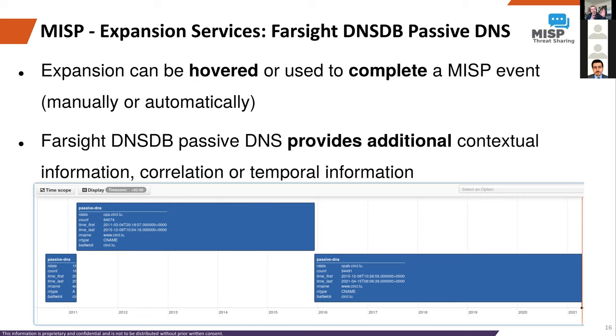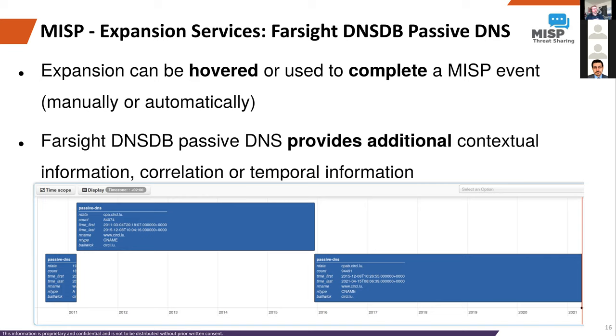We really have a strong feeling that it's super important to have this kind of information. So the default model that we have with the passive DNS and the Farsight DNSDB modules in MISP is getting that information in. We do the same for restricting the information. For example, if you have temporal information about the indicators, or what we call the attributes in MISP, you can expand it and just scope it to that specific time.